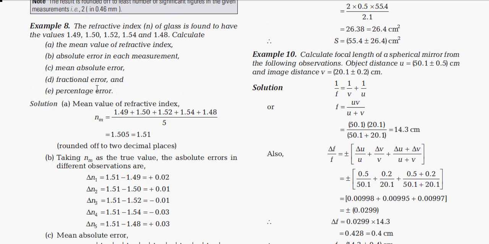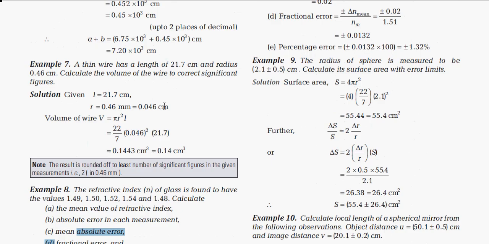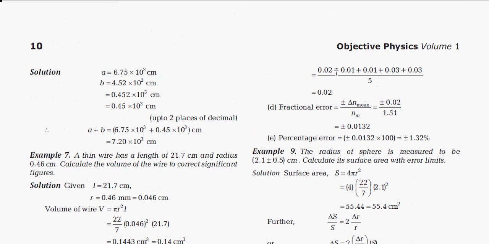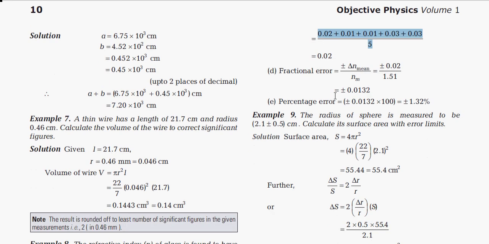Next we need to find the mean absolute error. For mean absolute error, let's do the mean absolute error. Here is the mean for mean absolute error. We need to just add all the values and divide this by 5. Last part is fractional error.